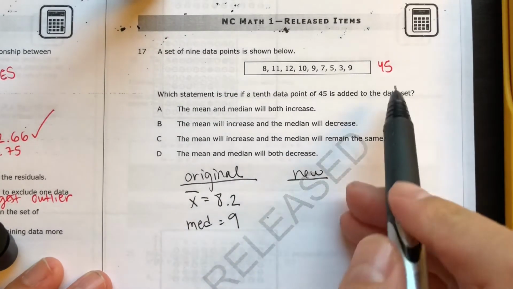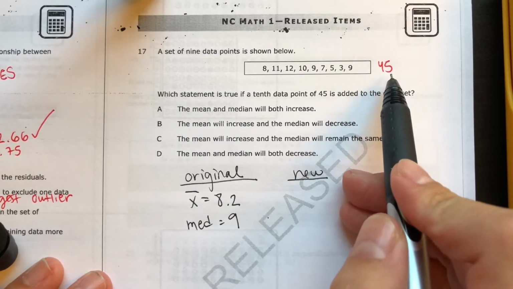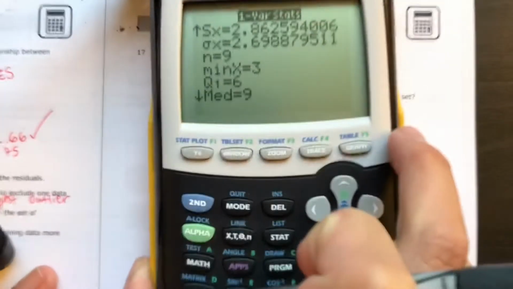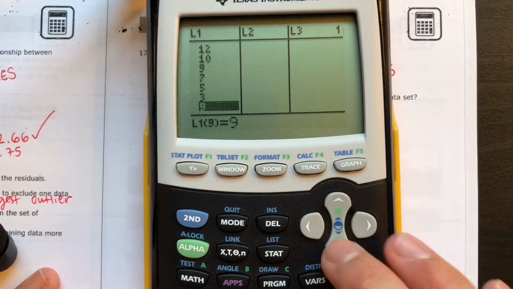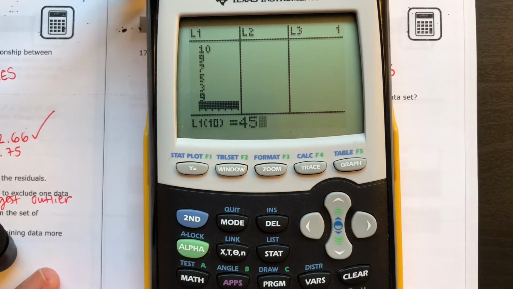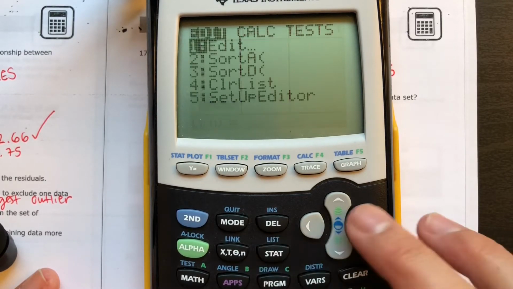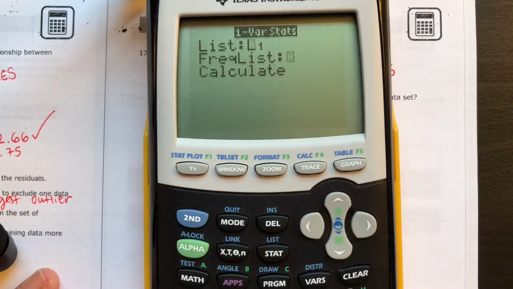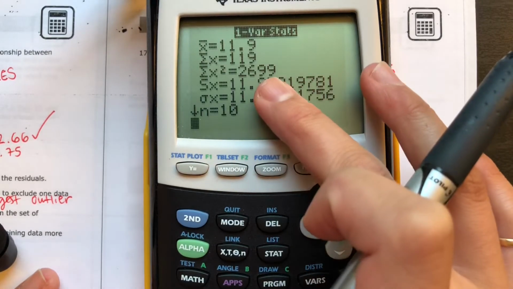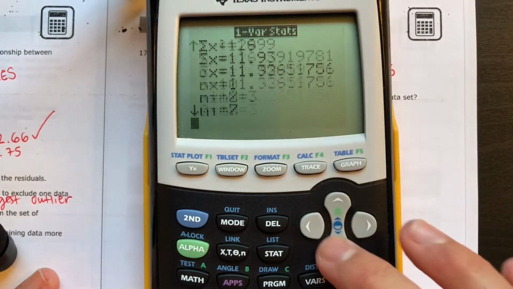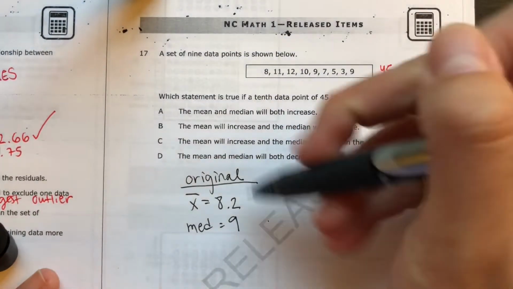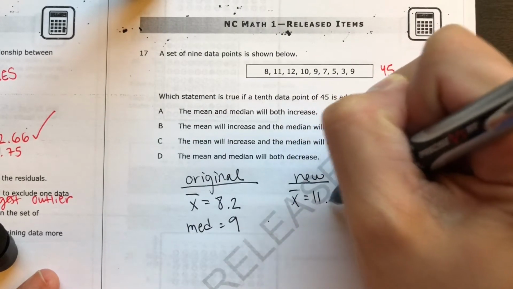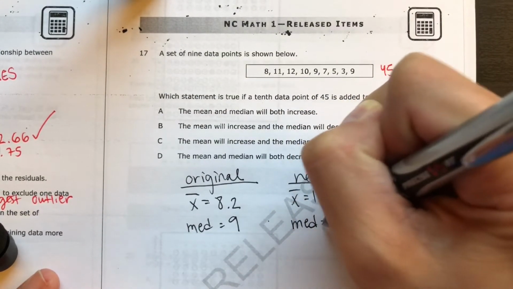Now all I'm going to do is find my new data, which is only adding 45. So going back to stat, edit, at the bottom of my table, all I'm going to do is add a new point of 45. Same thing, stat calc 1, and then I have my new mean, which is going to be 11.9, and my median is still going to be 9. So my mean is now 11.9, and my median is 9.